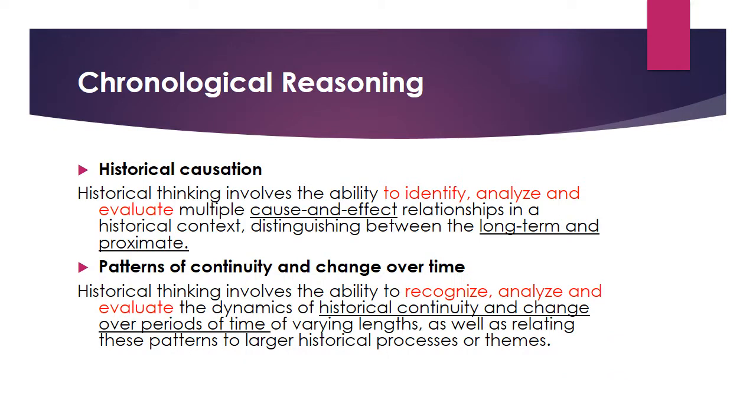Chronological reasoning is basically two parts. What we're looking for is historical causation. This is simple. Historical thinking involves the ability to identify, analyze, and evaluate multiple cause and effect relationships in a historical context, distinguishing between long-term and proximate. So when we're looking at historical causation, we're not always looking at immediate causes.